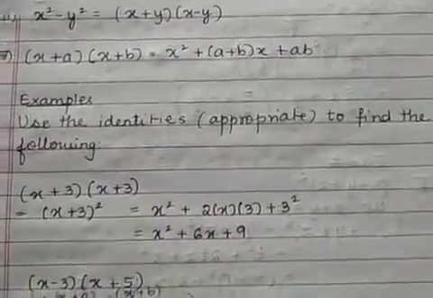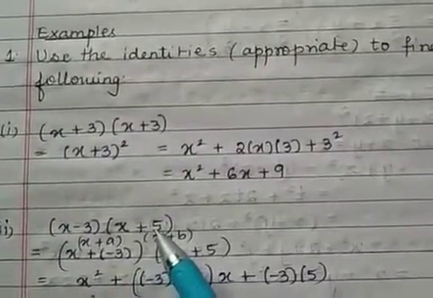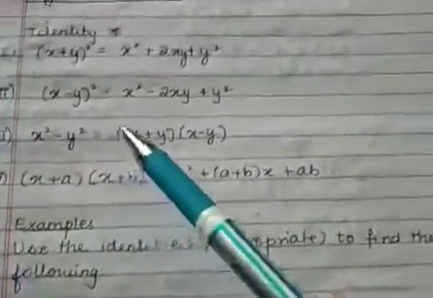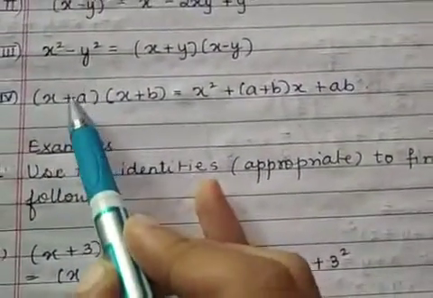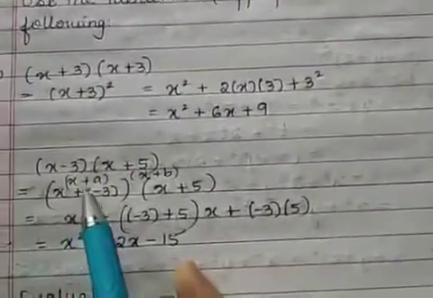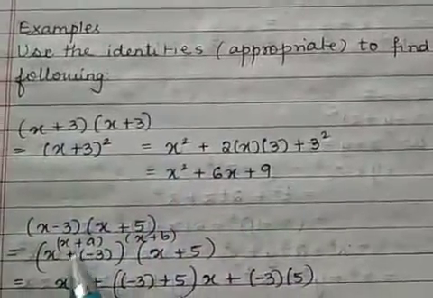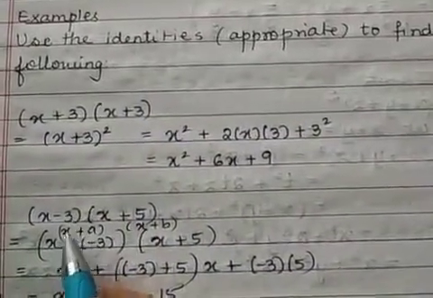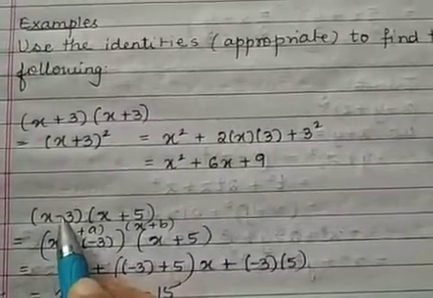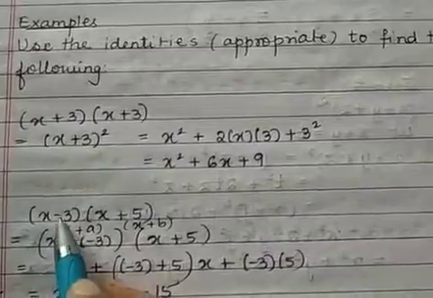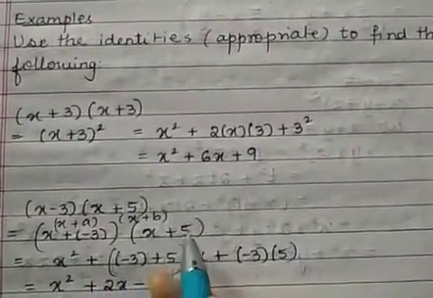Now let us see the second one: (x − 3)(x + 5). Now if you see, this is supposed to be this identity, but it is all plus over here. So how can you write this in terms of this identity? Here you can write x − 3 as x + (−3), because plus into minus is minus and you get back −3 itself.